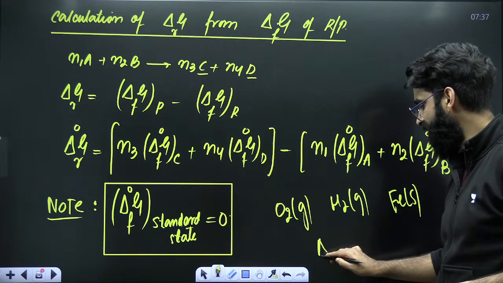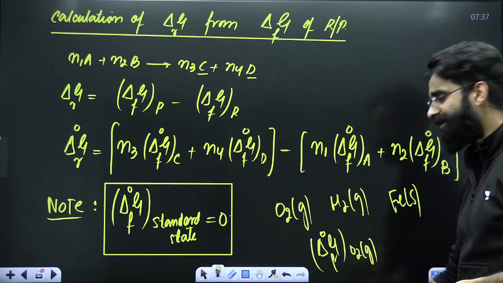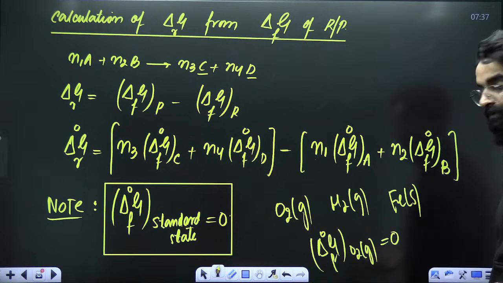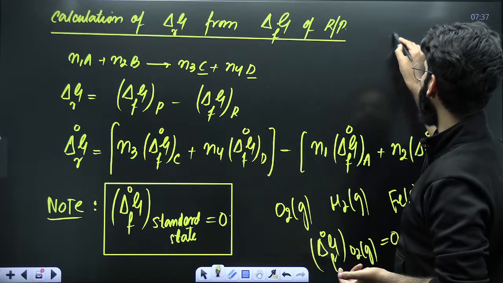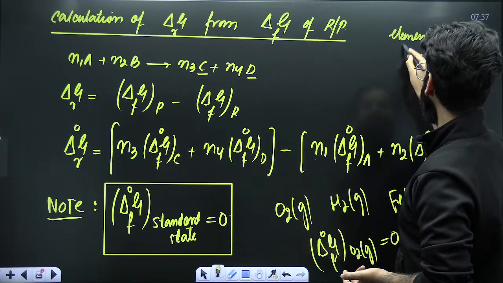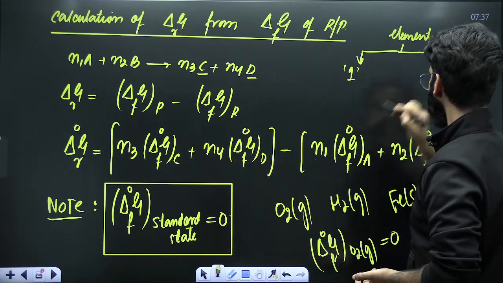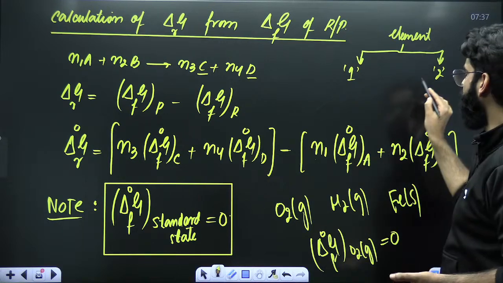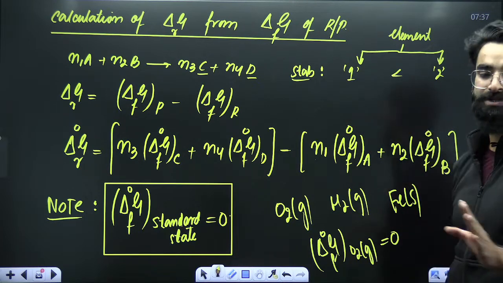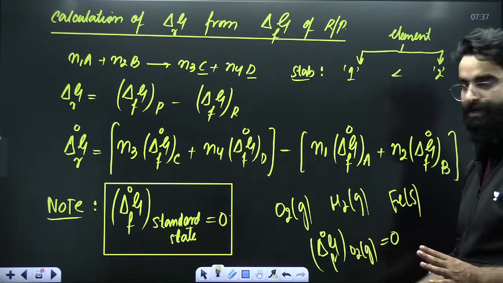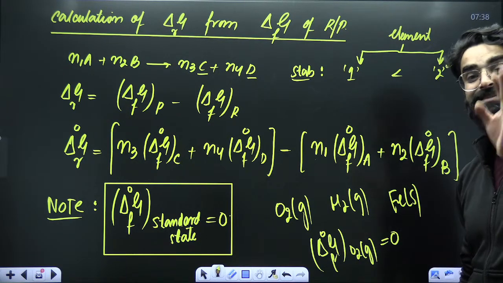So if I write delta G naught of formation of O2 gas, is O2 gas the standard state of oxygen? Absolutely. So this value has to be 0, right? Similarly, for H2 gas, 0. For Fe solid, 0. And if an element exists in the form of allotropes, allotrope 1, allotrope 2, that particular allotrope which is thermodynamically more stable, for example 2 is more stable than 1, will be considered as the standard state of the element.